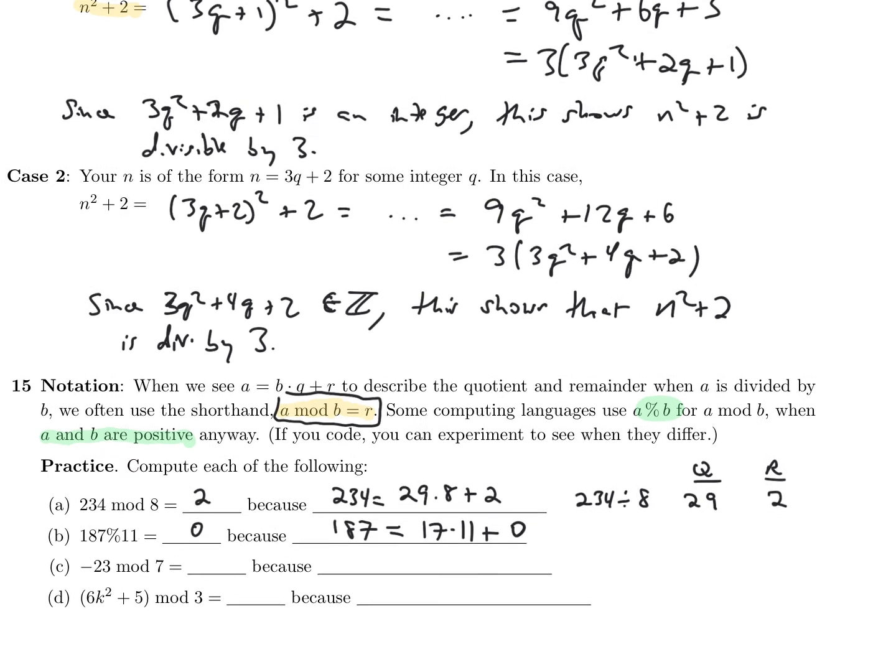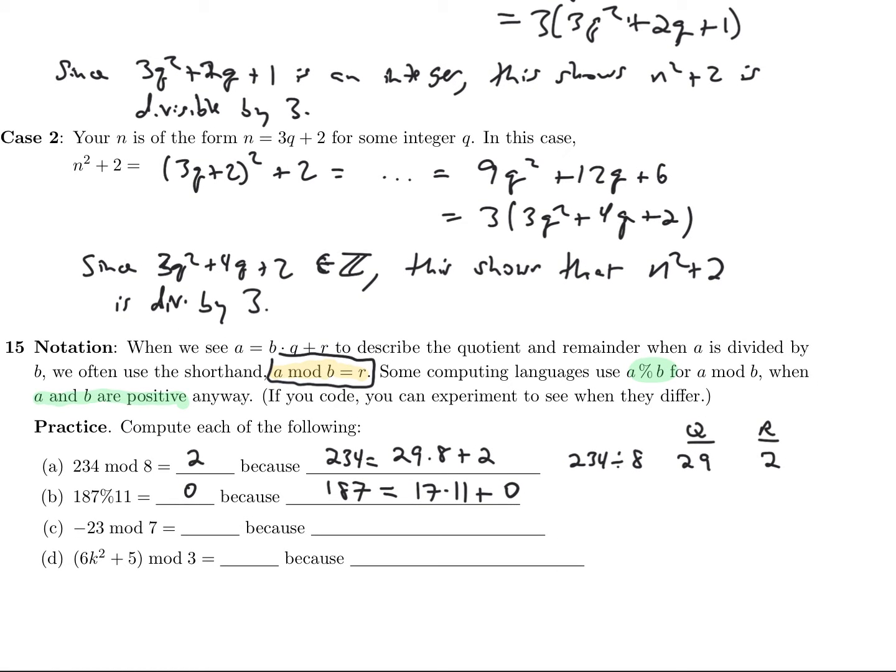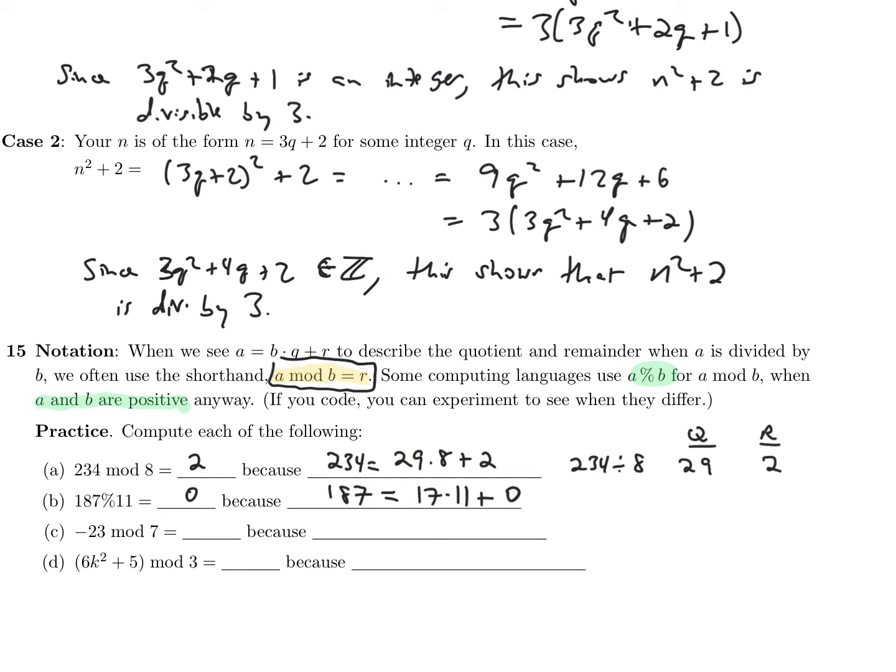Negative numbers are where the math version of mod and the computer science version of mod are going to differ a little bit. So again, we're going to stick with the math version. And the math version is that we're going to stick to these kind of equations that we can write over here.